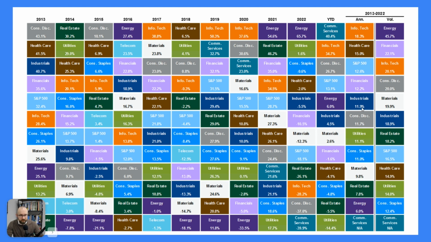But what you'll kind of notice here is healthcare's done really well, but it's also been really, really volatile, because you have healthcare doing really well here, worst one here, better here, best one here, second worst one here. And it kind of goes all over the board.